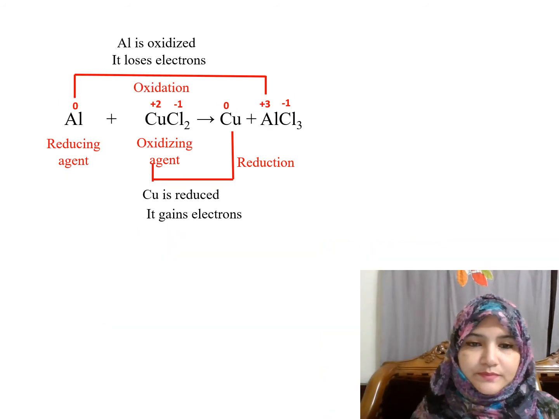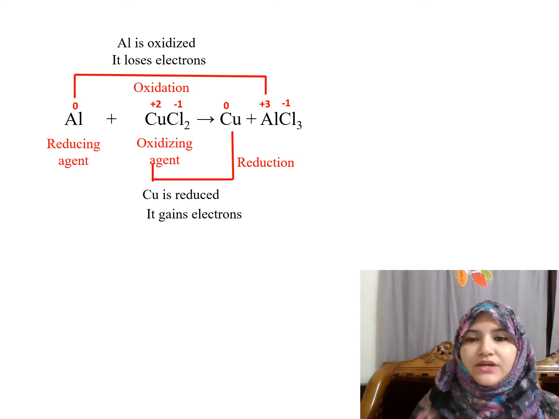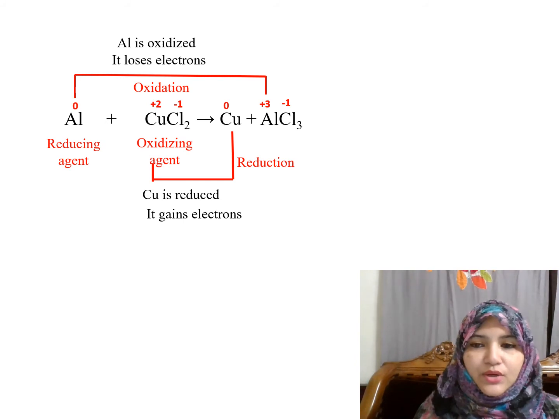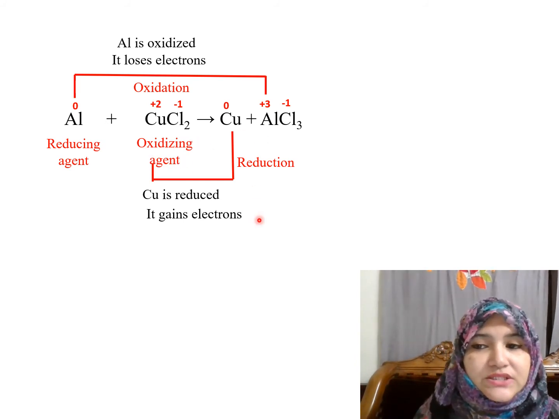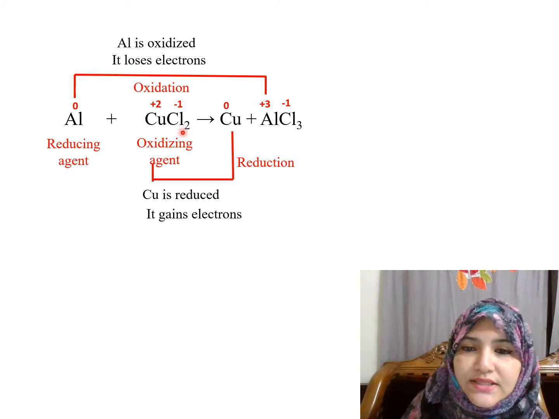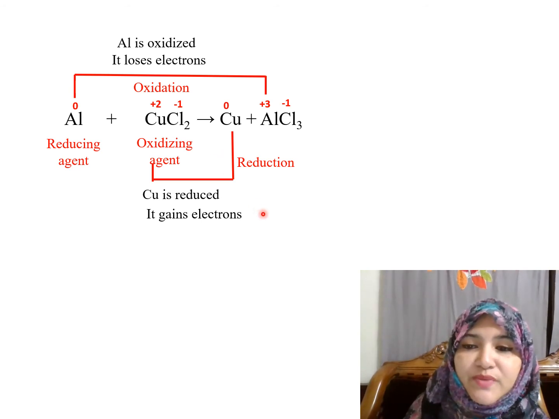And now consider another reaction. Aluminium metal reacts with copper chloride to produce aluminium chloride and copper metal. Now this reaction is a redox reaction, you have to identify. So the reaction is a single replacement reaction, or single displacement reaction.